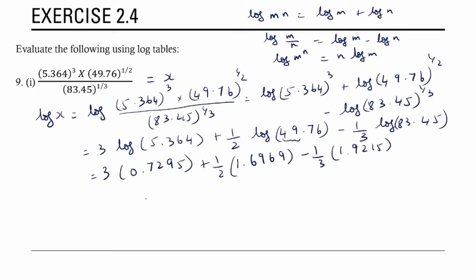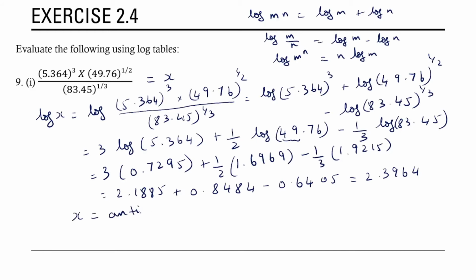9215. Now it is easy to simplify. It is only a matter of addition, subtraction. So this is equal to 2.1885 plus 0.8484 minus 0.6405. So this is equal to 2.3964.